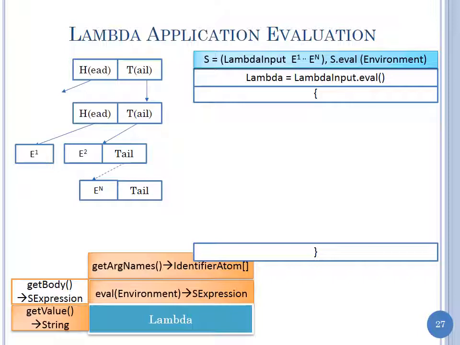I'm trying to evaluate a lambda application. The lambda application has this lambda input that I've processed already. I've got a lambda object from it. I also have these actual parameters e1 to en, and I'm being told to evaluate. So this is S, and we're trying to figure out what s.eval should do.